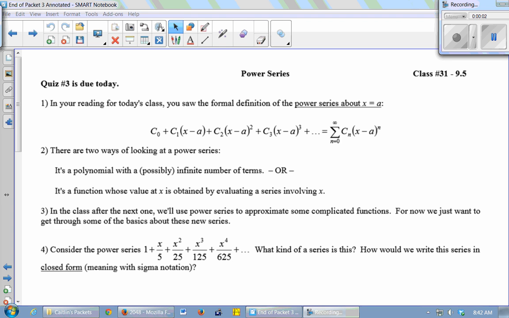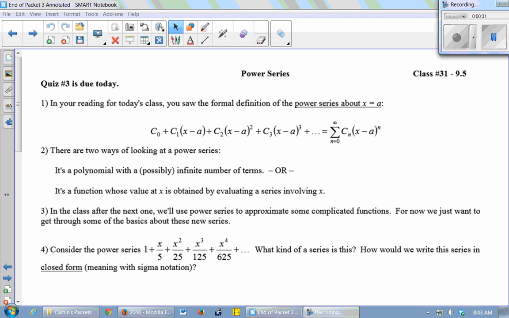Okay, so the formal definition of a power series about x equals a is this crazy looking thing with all these constants and exponents, but it's an infinite sum. You can think of this infinite sum as a polynomial with an infinite number of terms. Right? So it's just a polynomial where you have power of 1, power of 2, power of 3, and it just keeps going on and on and on.